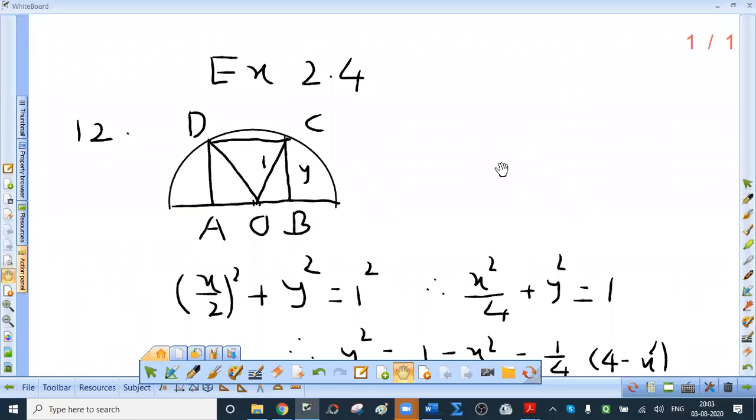Write down. Let ABCD be the rectangle inscribed in a semicircle of radius 1 unit. Suppose vertices A and B lie on the diameter.